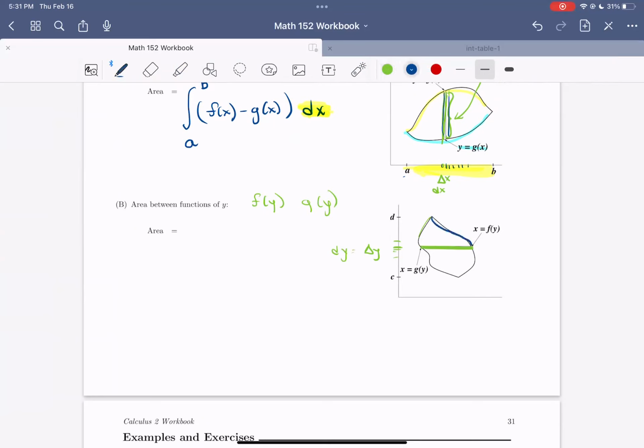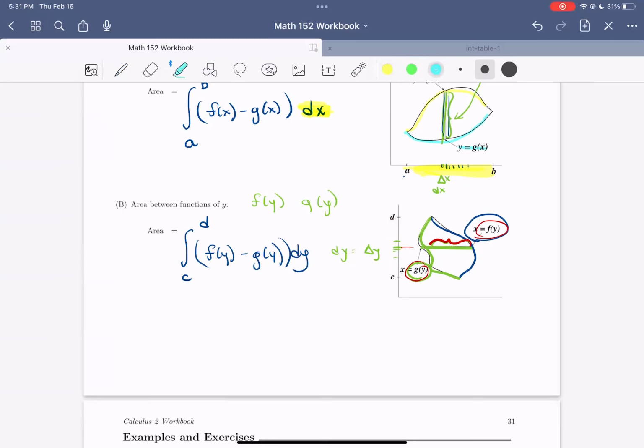And if we look at our function on the right side, f of y, and say on the left side is g of y, then the length of this little slice is going to be our larger function, f of y, minus our smaller function, g of y. So the area will be the integral now from c to d, again, that interval on the y-axis now, of f of y minus g of y dy.